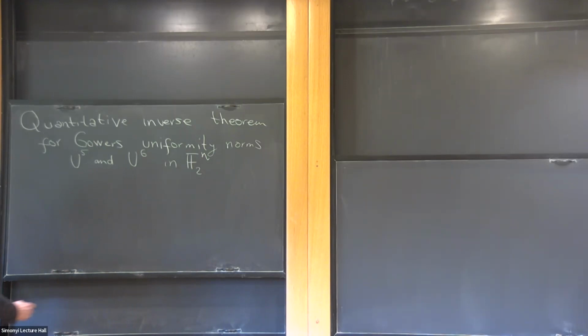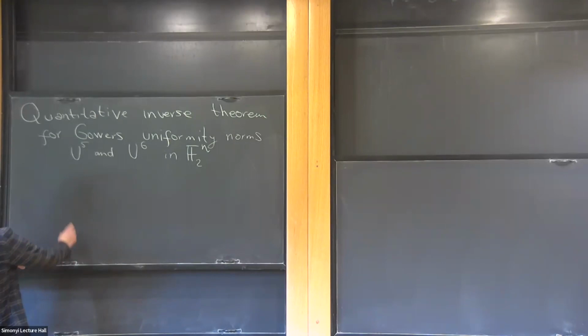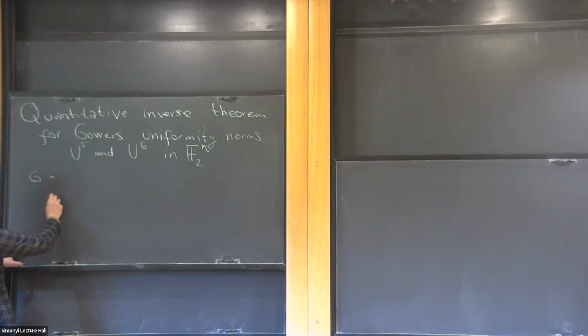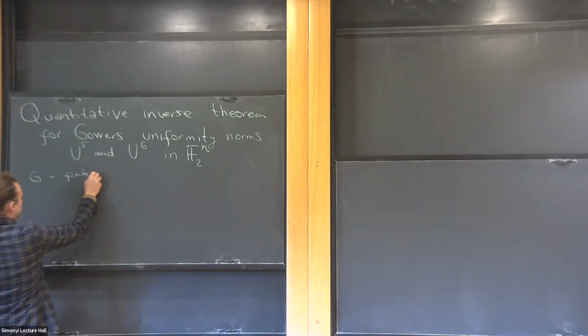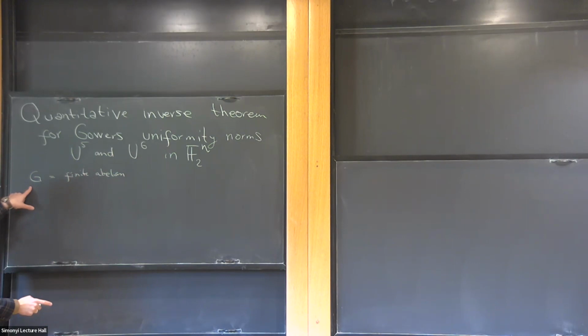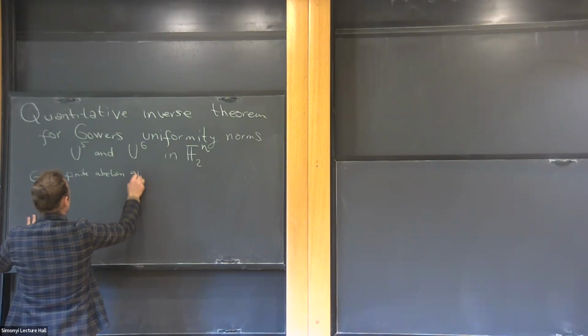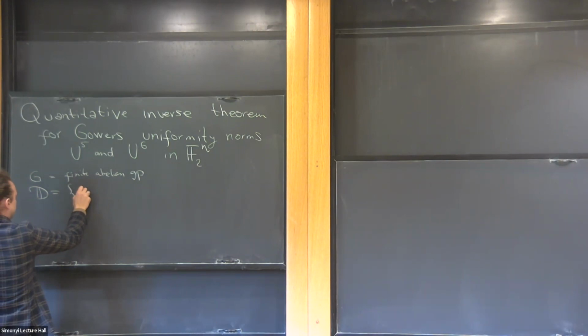All right, so let me begin by briefly recalling the definition of Gowers uniformity norms. I'll need to set up some notation. For the remainder of the introduction, G will stand for a finite abelian group. Later we'll specialize to F_p^n, and finally we'll end up at F_2^n. But for now, it's just a finite abelian group. And let D stand for the unit disk in the complex plane, so just z with modulus at most 1.